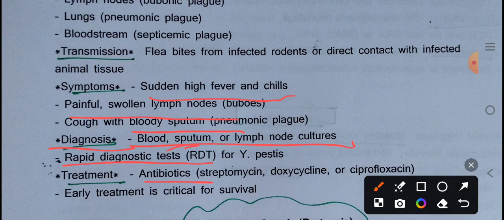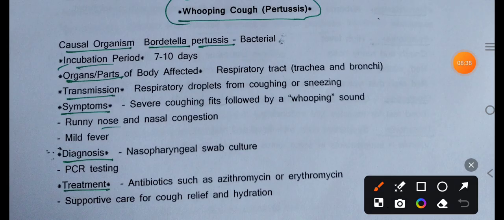Next is whooping cough or pertussis. So Bordetella pertussis is the causal organism. 7 to 10 days is the incubation period. Respiratory tract, trachea or bronchi are the affected organs. Respiratory droplets from coughing or sneezing act as the transmitting substance.